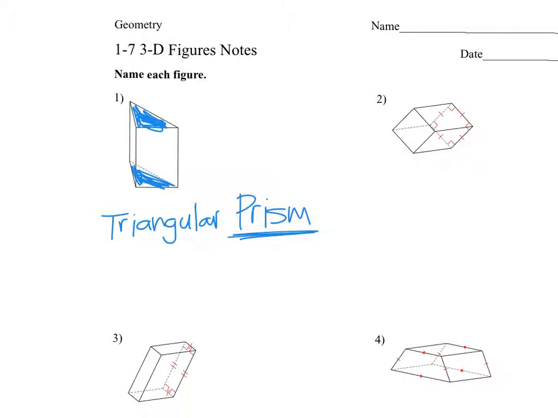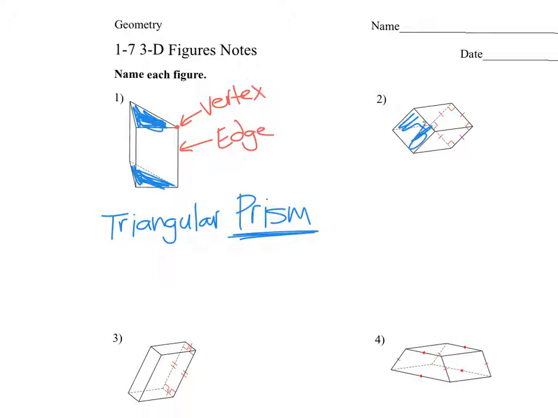Now, there are other terms in here, like this line here is referred to as an edge. It's the edge of the shape. Each point where those edges meet is referred to as a vertex, okay? Or vertices is the plural of that. But for the gist of this lesson, we're really just looking at what are the names, okay? So let's go to number 2.